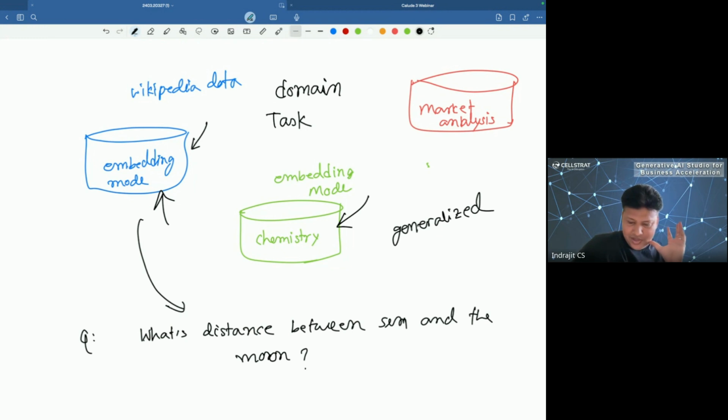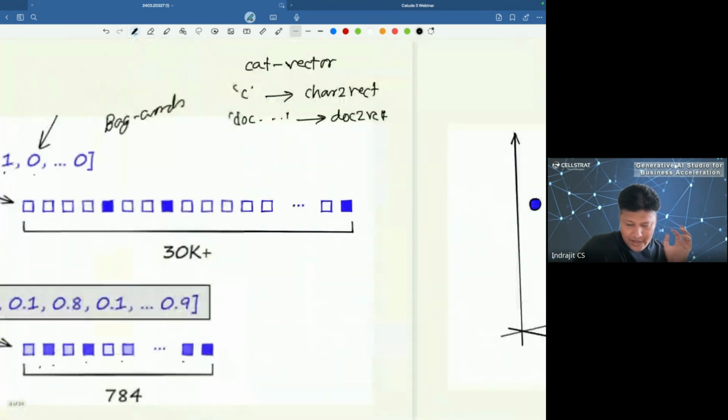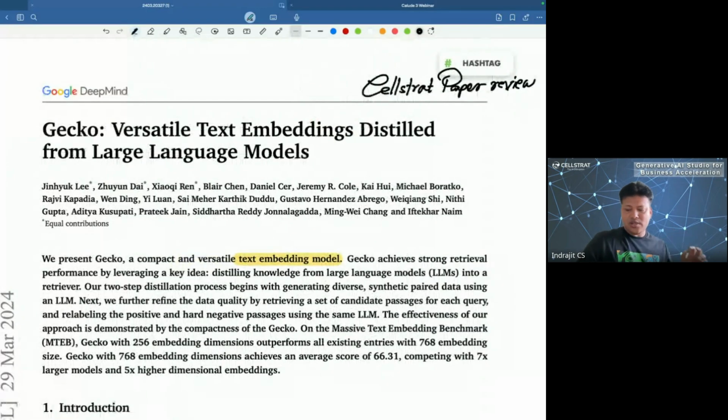So Gecko is one of the models that Google has introduced. They are proposing that instead of a generalized model, Gecko uses LLM based retrieval and LLM based prompts, or I would say LLM based generations, to build this kind of embedding model, which was not possible earlier. Our two-step distillation process begins with generating diverse synthetic paired data using an LLM. So they generate a set of data from an LLM, and then train an embedding model, which makes such models a little easier to build. We further refine the data quality by retrieving a set of candidate passages for each query and relabeling the positive and hard negative passages using the same LLM.